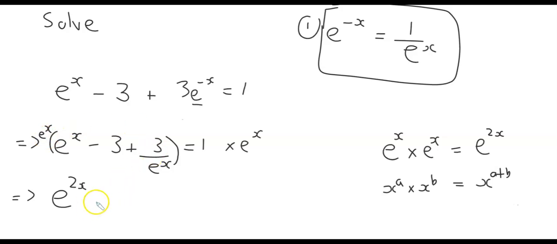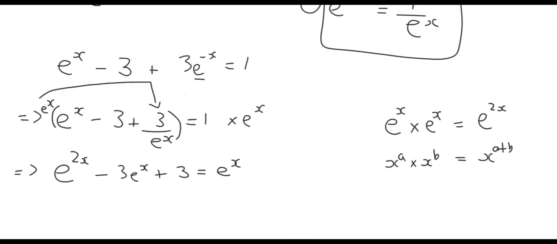Then the next term will be minus 3 times e to the x plus 3, because we're doing e to the x times this, and the denominator will cancel with e to the x, so that will be plus 3 is equal to e to the x. Then we want a 0 on one side and everything else on the other. So I'm going to take the e to the x to the other side, so that would be e to the 2x minus 4e to the x plus 3 is 0.